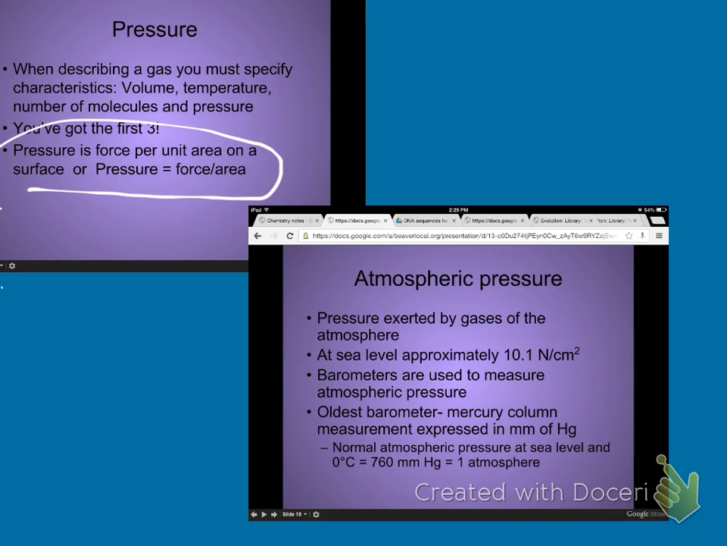Now that pressure reading would be different on other planets because they have different amounts of atmosphere, different masses of the planet, different gravitational fields. Some planets don't even have enough of a gravitational field to hold an atmosphere. You have to exceed a threshold of mass before you can even have an atmosphere. The moon does not have an atmosphere because it's not big enough. 1 atmosphere is standard atmospheric pressure on our planet, 760 millimeters of mercury.